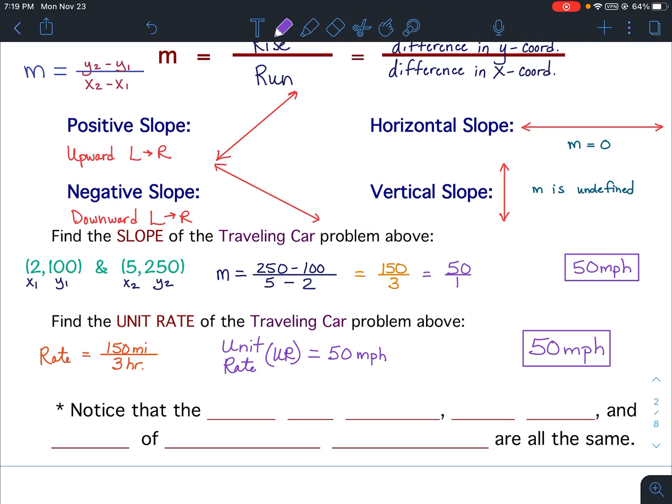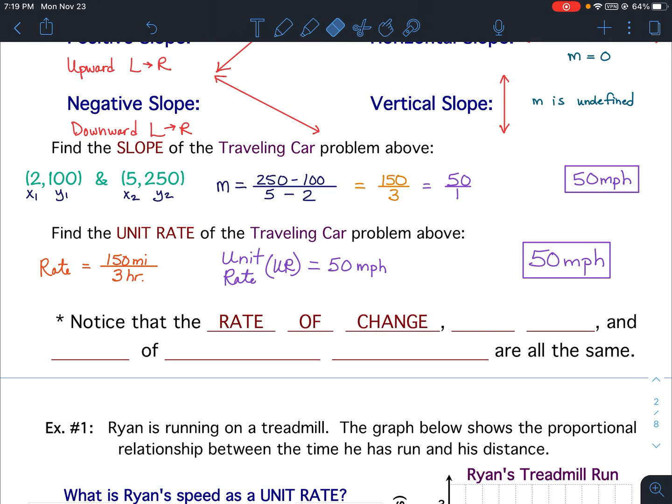So from all of this, what do we know? Well, we know that the rate of change, the unit rate, and the slope of proportional relationships are all the same. So if you have a problem that has a proportional relationship, in other words, a linear equation, or a graph that is a line, then its rate of change, its slope, and its unit rate are all the same thing. This is very, very important that you get this. Rate of change, unit rate, and slope are the same.